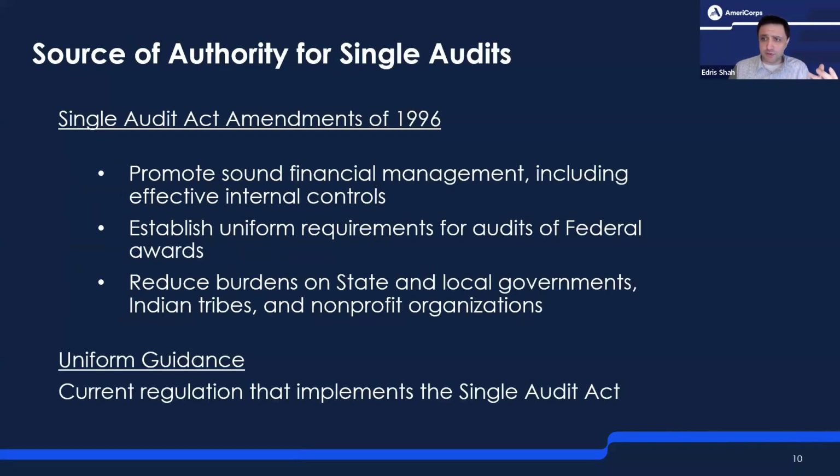So if you ask where the source of authority for single audits is coming from, first of all, the source is the Single Audit Act that was initially enacted in 1984. But it has been amended over the years, and the last amendment took place in 1996 that was intended to achieve several goals, mainly to improve the efficiency of single audits, which, as you all know, are audits of an entity's financial statements and federal awards.